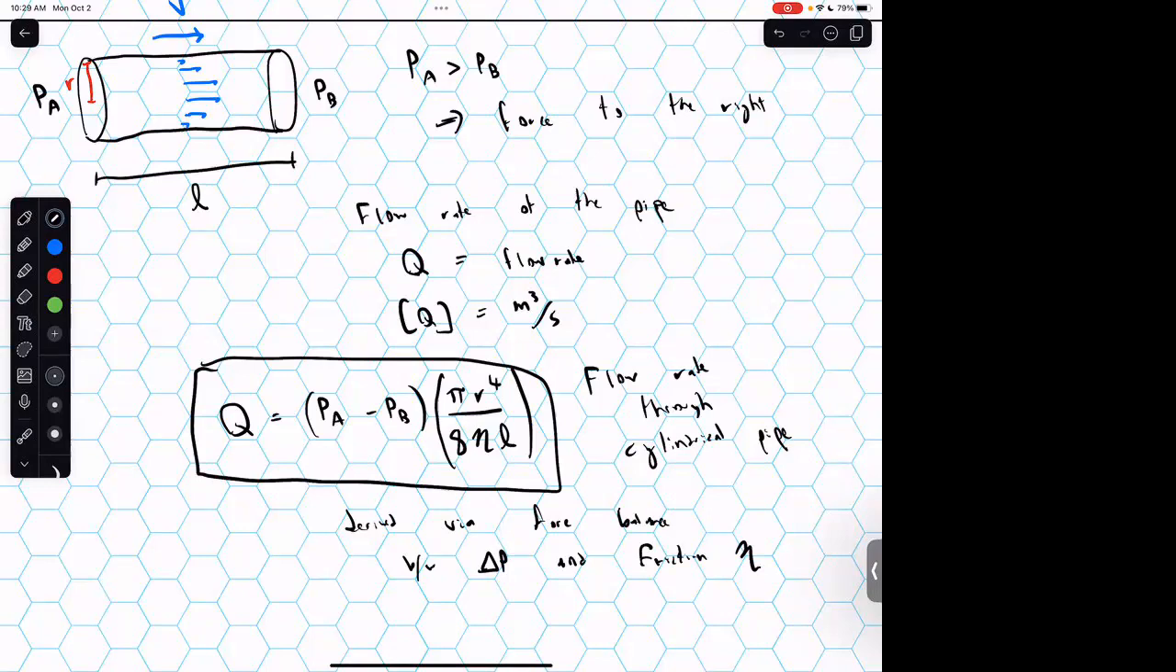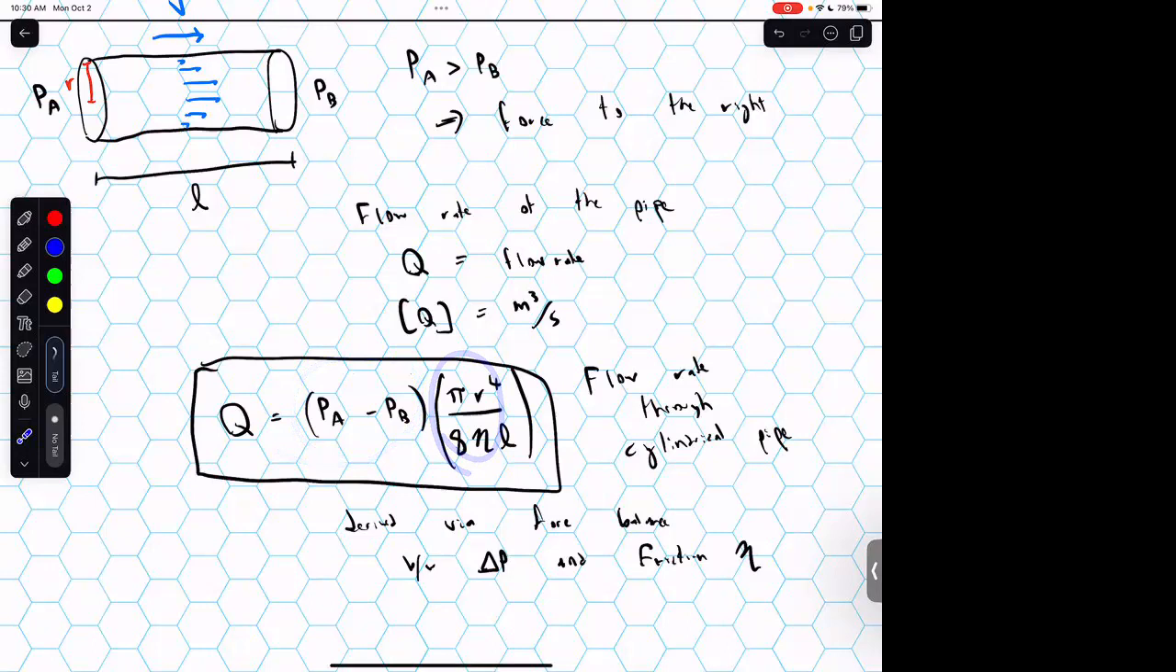But this expression itself is somewhat intuitive, right? So if I have some pipe and I don't actually apply any pressure differential, so this is equal to 0, then I shouldn't get any flow. That makes sense because you can imagine if I just have a tube that's full of water, the water is not going to flow left or right unless I do something to it. So that term makes sense.